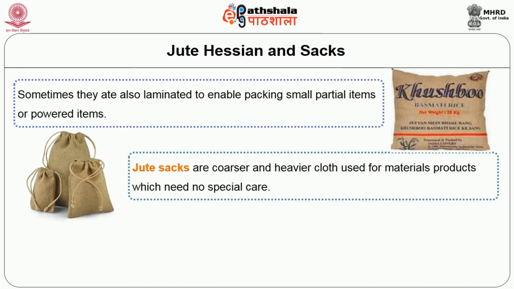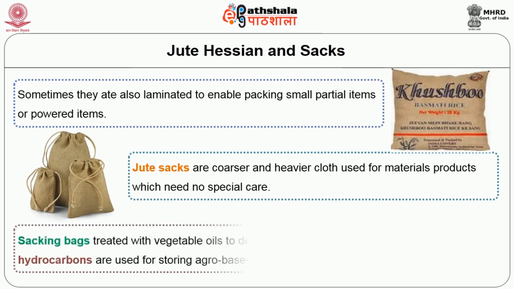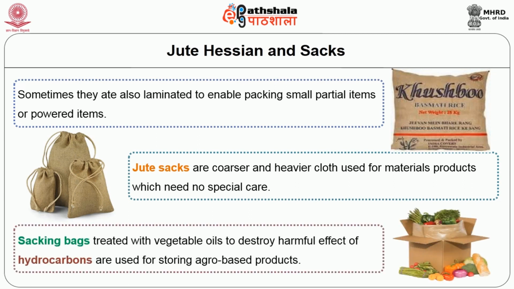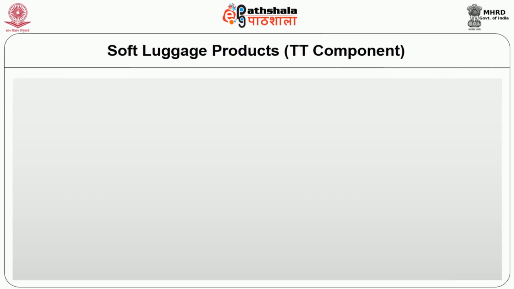Jute sacks are coarse and heavier cloth used for products which need no special care. Sacking bags treated with vegetable oil to destroy harmful effects of hydrocarbons are used for storing agro-based materials. Next we shall see about soft luggage products.